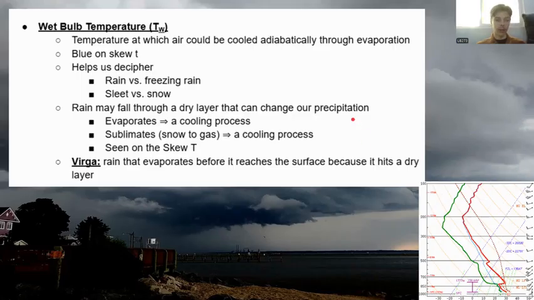So it matters to us a whole lot if it's going to be rain or if it's going to be freezing rain. Let's say we had a temperature that's like 33 to 35 degrees Fahrenheit. Well, we should assume that the precipitation that's going to fall will be in liquid form, right? Because it would have to be below 32 degrees Fahrenheit for it to be not rain.